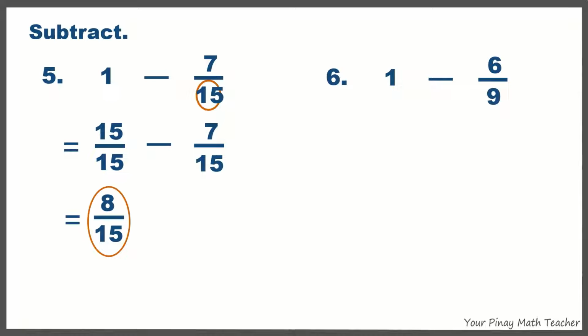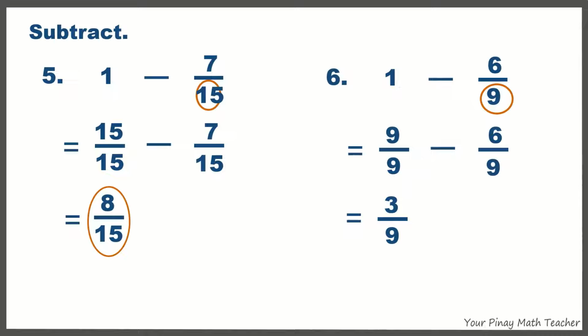Number 6. 1 whole minus 6/9. 1 whole can be renamed as 9/9, then subtract 6/9 from it, we get 3/9. This fraction can still be reduced by 3, so we get a final answer or difference of 1/3.